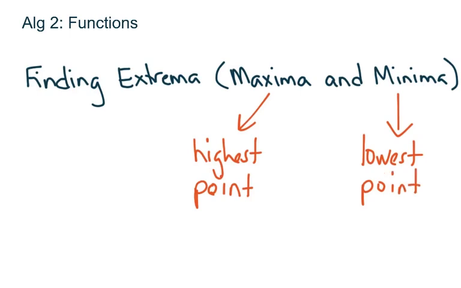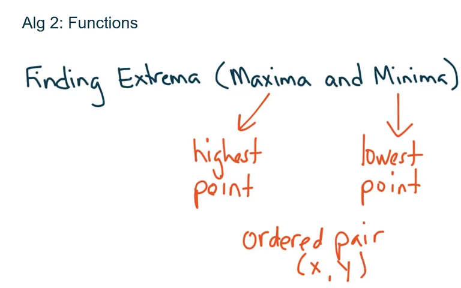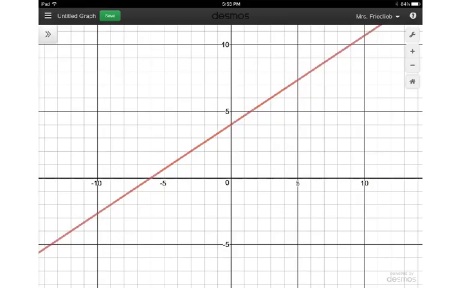When I use the word point, I am specifically referring to an ordered pair. And remember, an ordered pair is x, comma, y. So if I look at this linear equation here, what's the highest or lowest point?